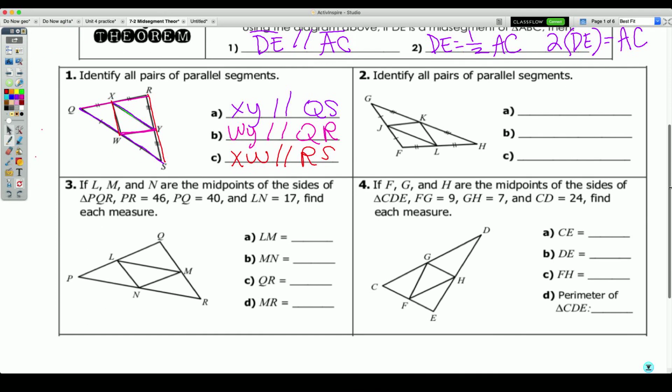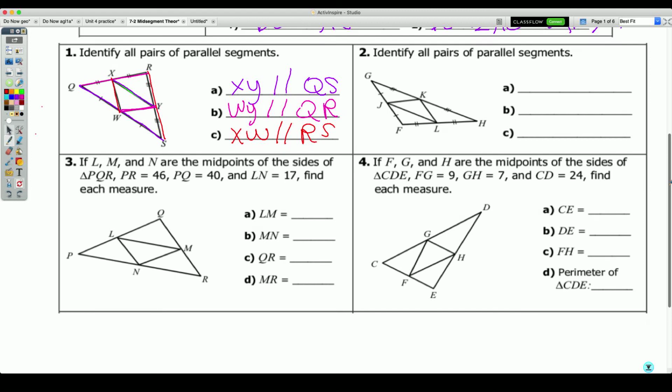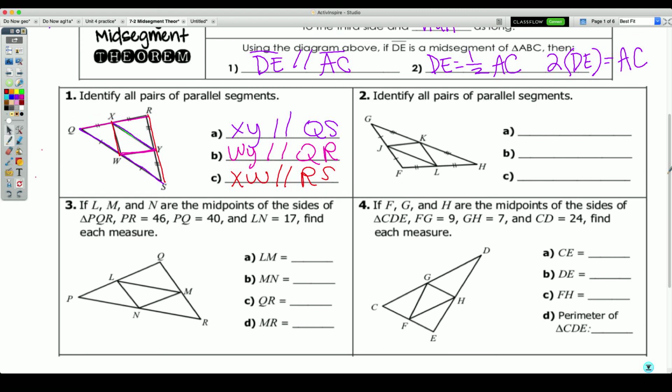So let's move down to number 3 and start our first one with the map. So it says L, M, and N are the midpoints. So let's talk about that first. If L is a midpoint, what can I mark on either side of that? What is that telling me? If L is a midpoint, I know that each side is going to be congruent, right? So we're going to mark those as congruent.